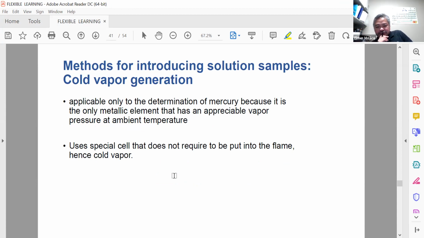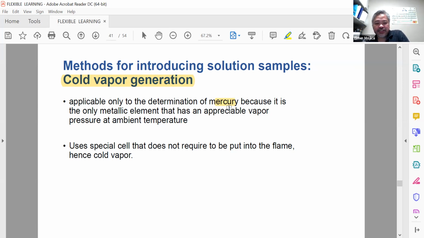What are the methods for introducing your solution samples? One that we have here is the so-called cold vapor generation. Why do you think this is needed? And specifically, why for mercury? In a typical sample introduction, you heat the sample. So imagine if you heat mercury. From a solution, it just becomes gas and you're around the instrument. That's not really good.